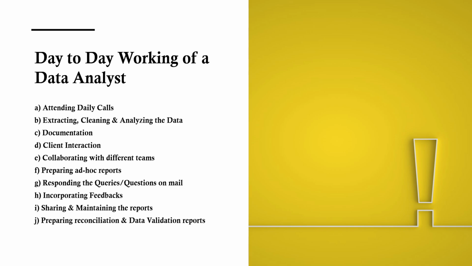Then in point number E, we have collaborating with different teams. So at times when we are creating the reports, there are certain key performance indicators and metrics. KPIs and metrics are basically the measures that we use to track the performance of the business. So in order to know about certain business logics, it might be required to connect with different teams, right? In order to get the data access, in order to get all your technical stuff set up, you might have to interact with the IT team, other teams as well, right? So you need to collaborate with different teams in that way.